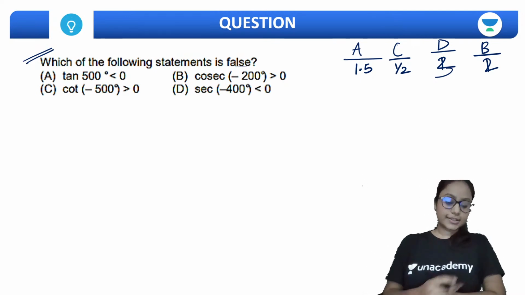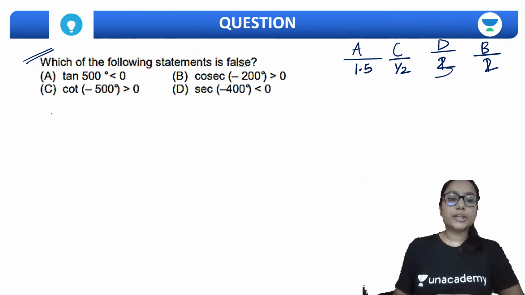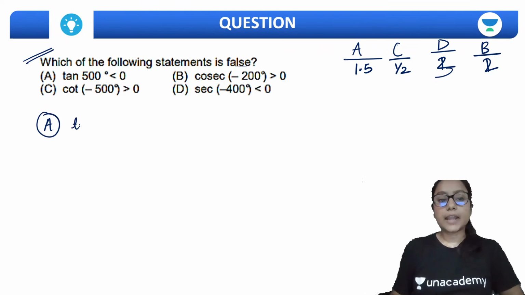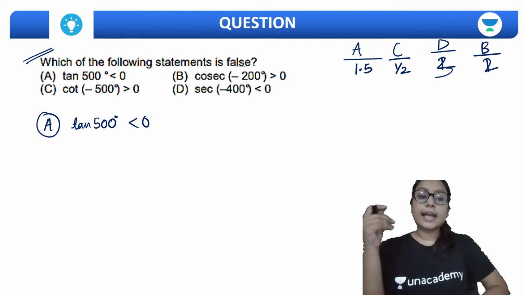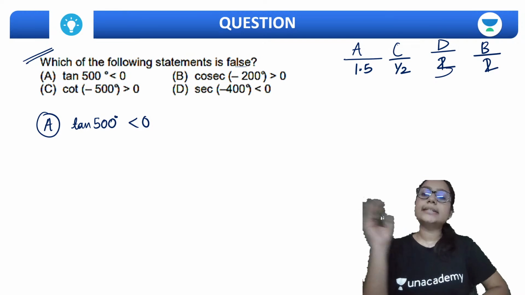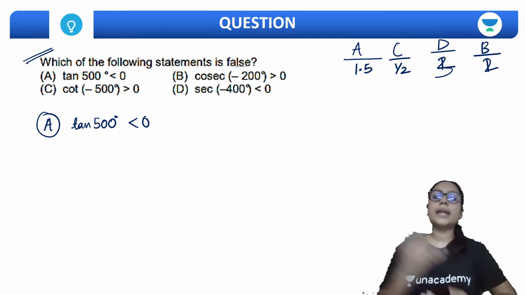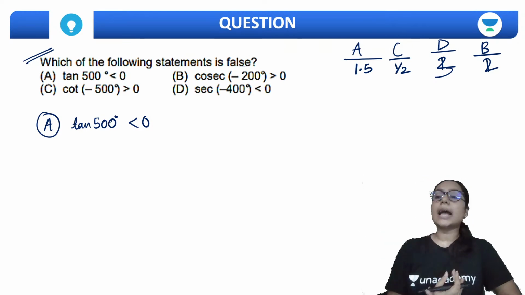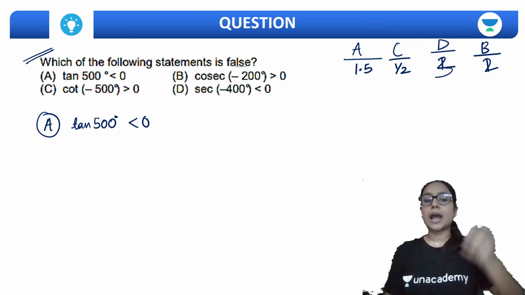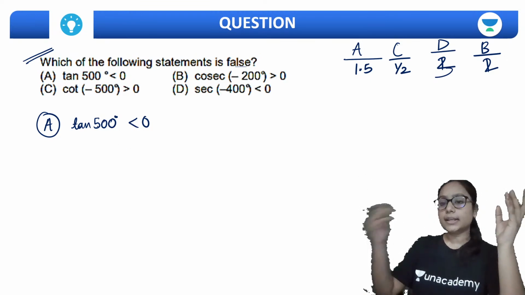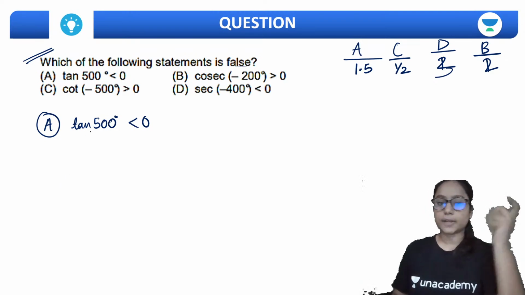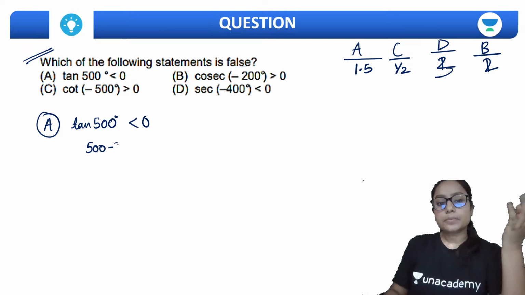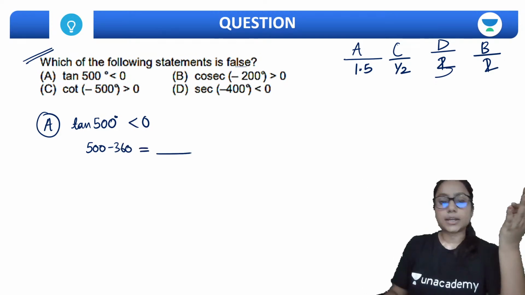Only one will be correct. Let's see. Let us discuss. Option A. What is option A? Tan 500 is less than 0. Okay, so in yesterday's session, I told you when there is any angle which is greater than 360 degrees, we try to convert that angle to between 0 and 360 degrees. And how do we convert it? By subtracting 360 degrees from it repeatedly, until it comes between 0 and 360. So you have 500. Subtract 360 from it and tell me what do you get.